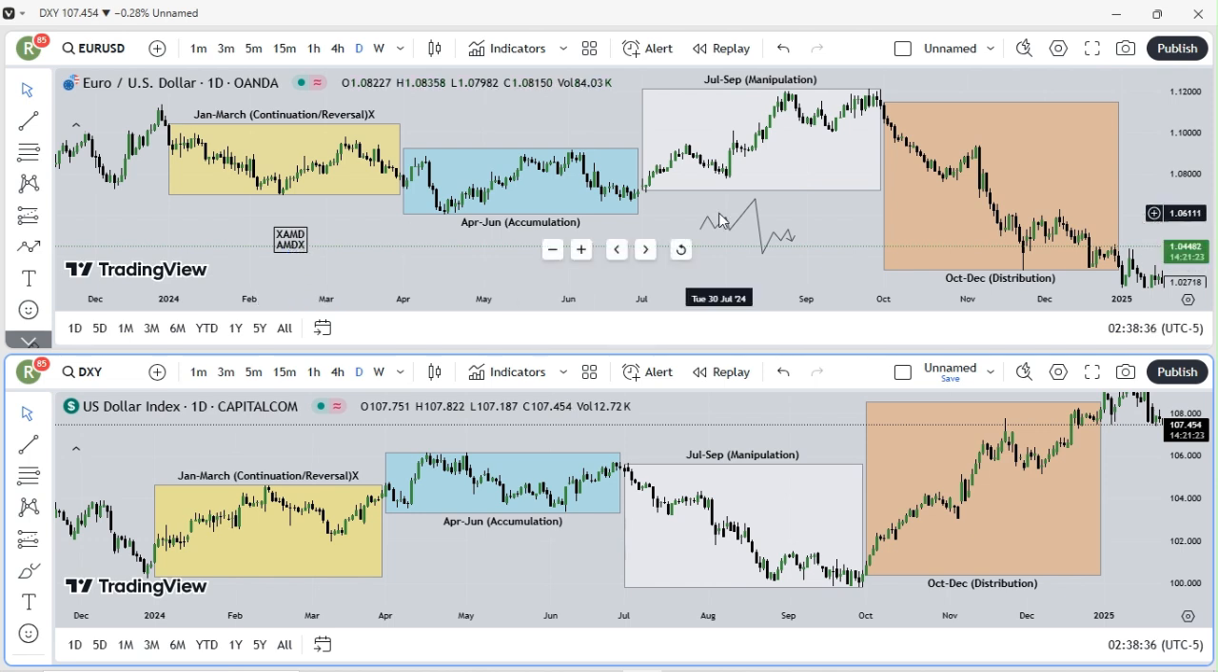So in this case, I'm going to start by explaining the AMDX, which we usually know, which is accumulation, then the price manipulates, then it distributes lower, then it creates a reversal and a continuation depending on how price is moving at a specific time.